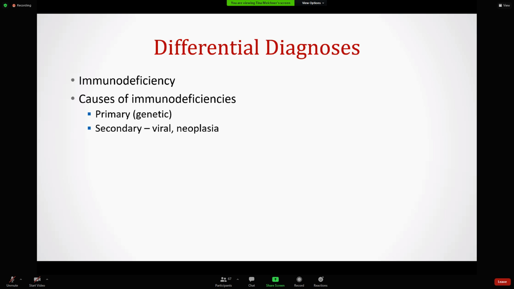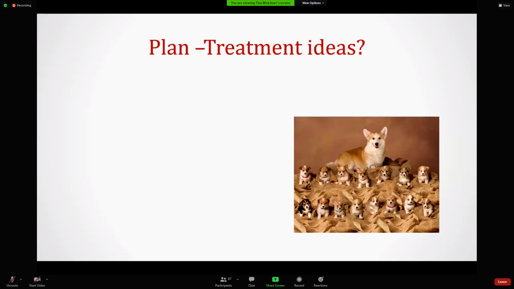So if you think there's something primary genetically, are there any thoughts about how you would treat this dog or what additional diagnostics could be done? Very good. Yes, we would test other litter mates. Obviously, we would then need to know if there's something specifically in this breed that we can test for. Are there any genetic screening tests that we can test for specific mutations? Very good.